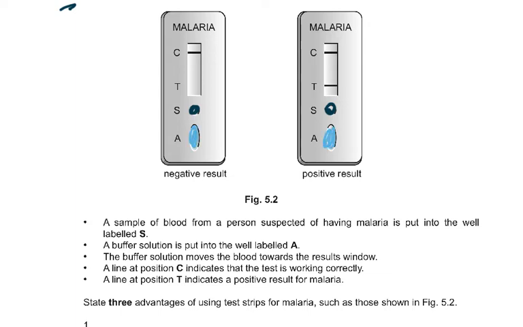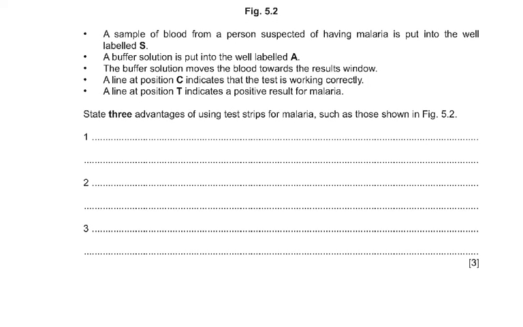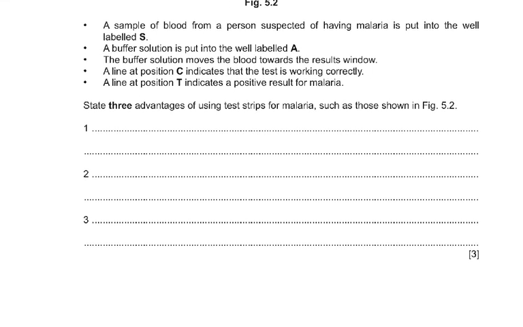The buffer solution moves the blood towards the result window. A line at position C indicates the test is working correctly. A line at position T. So C means it is working correctly. But if there is a line at T, then it means a positive result for malaria. The person has malaria. State 3 advantages of using test strips for malaria such as those shown in figure 5.2, and that's 3 marks.